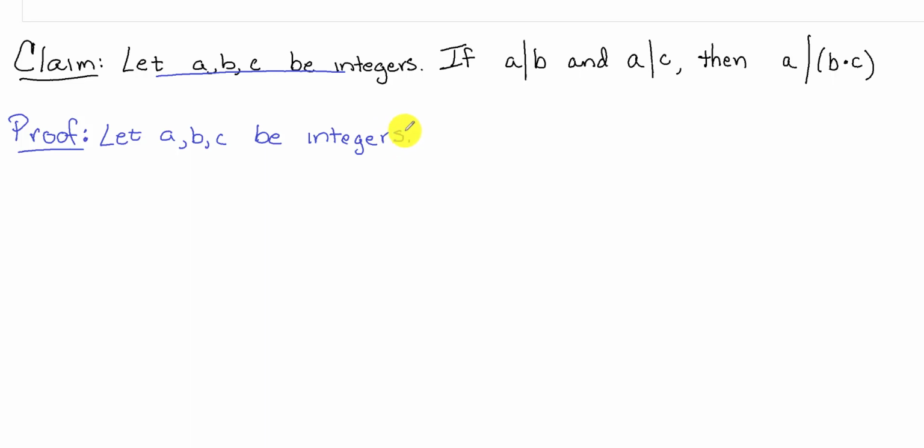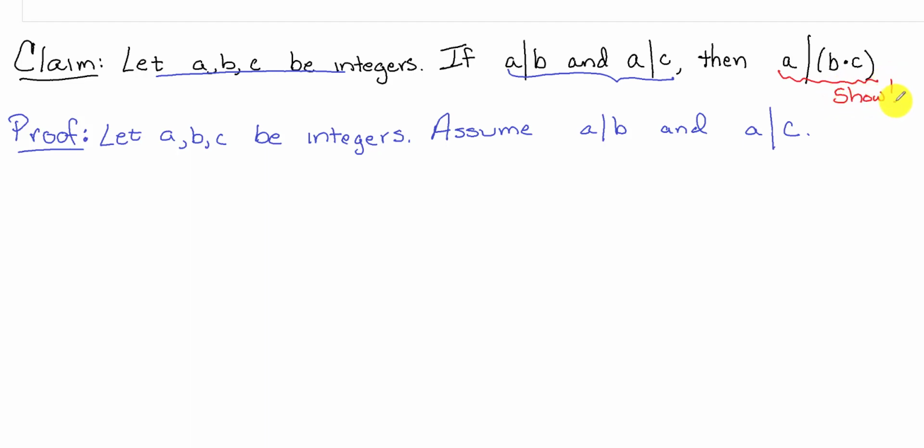And for a direct proof, I'm going to assume everything that's between the if and the then. So I'm going to assume A divides B and A divides C. Now, our goal is to show everything that comes after the then. So this is my goal to show. All right, so that's what we're hoping to do.